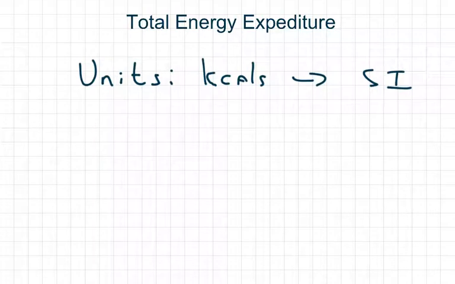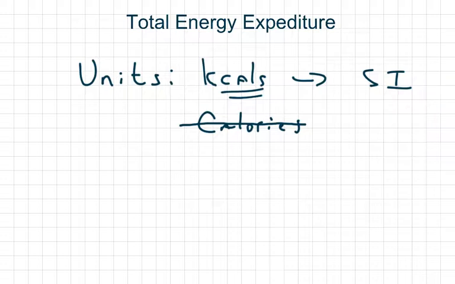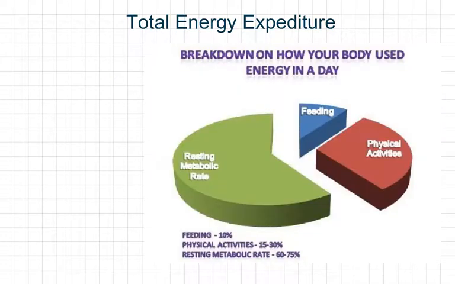In English units, we talk about calories. But for the rest of this lecture, and whenever we talk about energy, we're going to be talking about kcals. We can quantify the amount of calories that the body is burning and what they're being burned for. And it's typically broken down into three key areas.